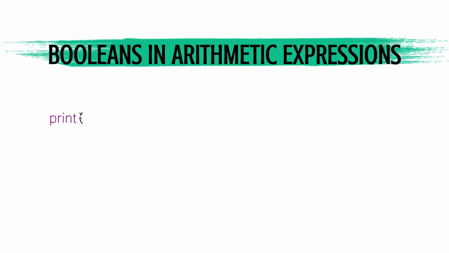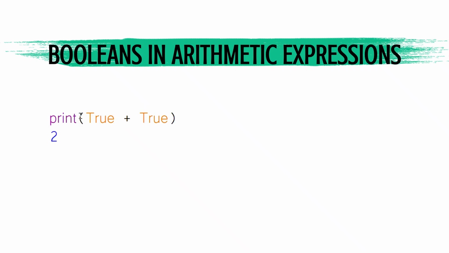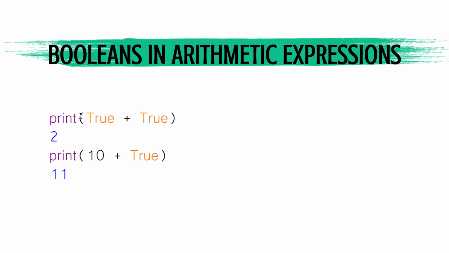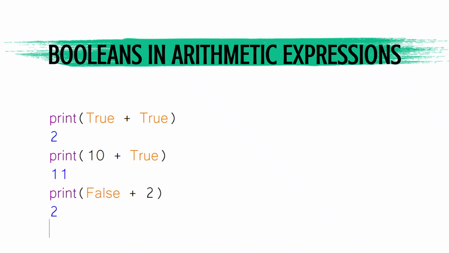Before we move on to comparison operators, I'd like to show you something interesting. In Python, Boolean values can also be used in arithmetic expressions. When this happens, Python treats true as the integer 1 and false as the integer 0. It then performs the calculation as normal. Although this behavior can be useful, it's not something you will use very often. I simply wanted you to know that Booleans behave like the integers 1 and 0 in arithmetic expressions.